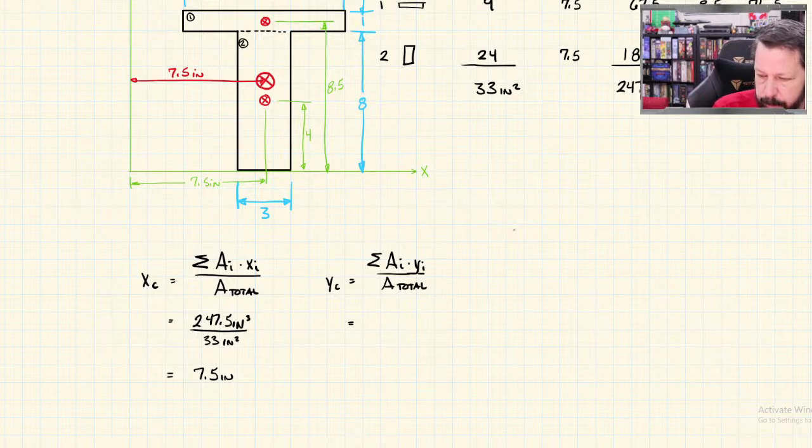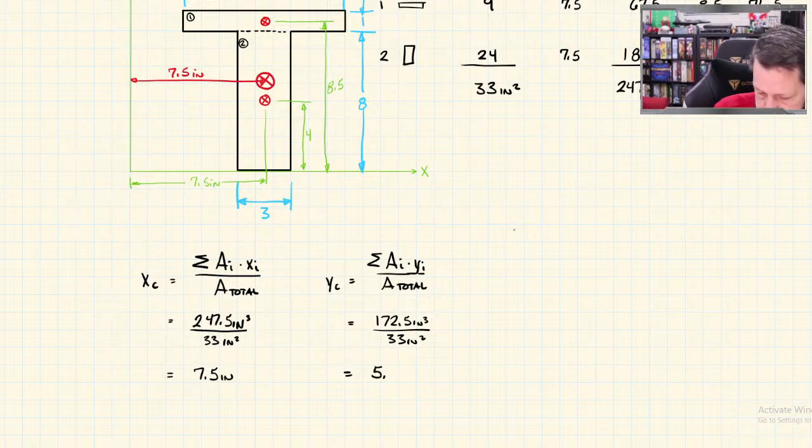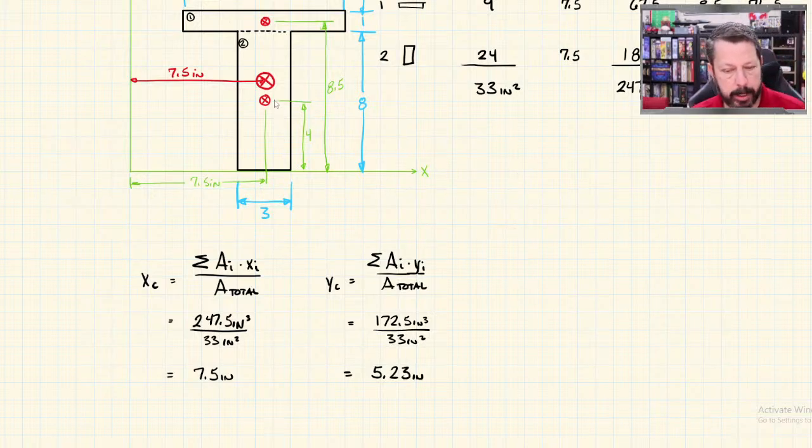Y sub c, the numerator is 172.5 inches cubed. The denominator is the same as it was before, 33 inches squared. And if I do the math, I get 5.23 inches. And that's roughly where I drew it.